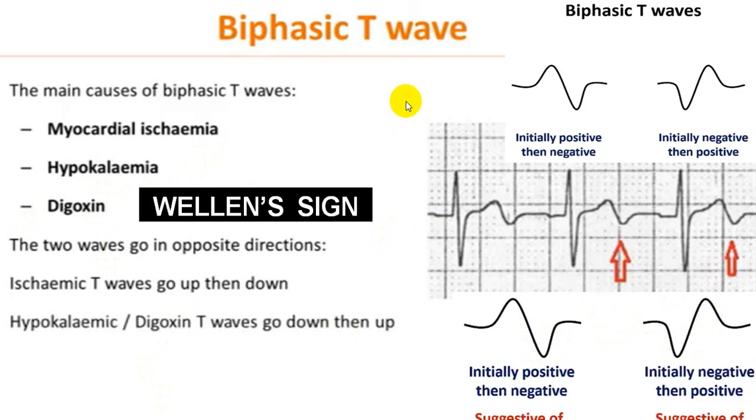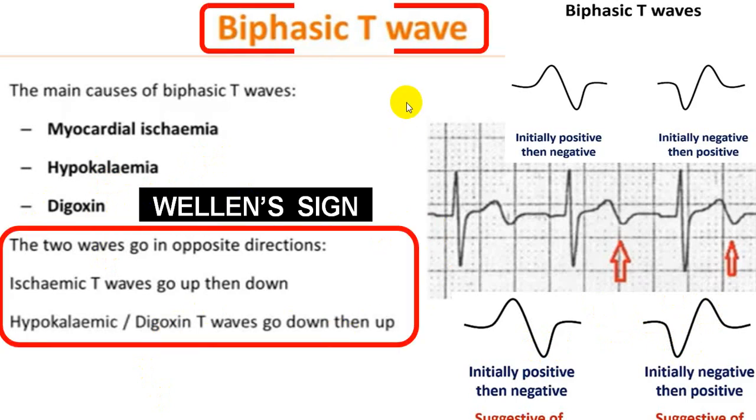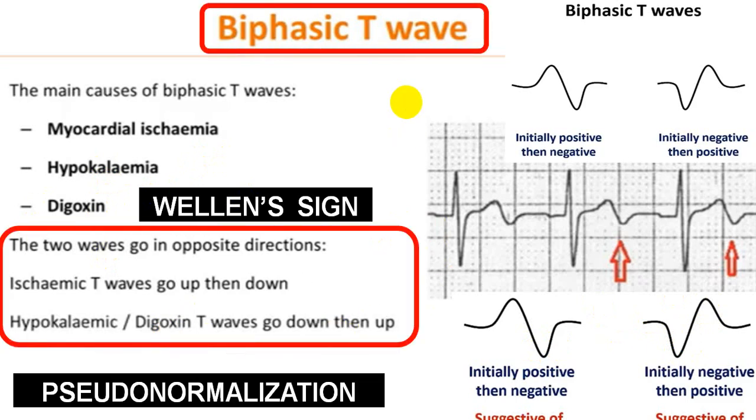So Wellens sign is of importance, and also if there is a pseudo normalization of a T wave which was inverted or it was tall and now it becomes normal. By and large, it will be more common with inverted T wave. So if an inverted T wave becomes upright with ongoing chest pain, do keep it in mind, it can be ongoing myocardial ischemia.